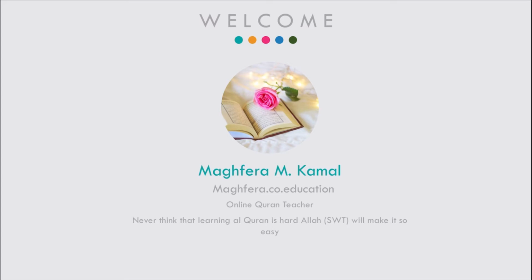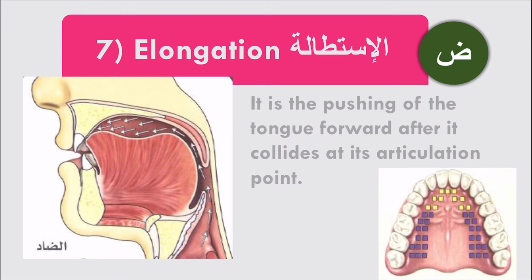And today inshallah we are going to start a new characteristic from the characteristics that have no opposite, which is the elongation characteristic that characterizes the letter Dad, one of the hardest letters that we have in the Arabic language. Let's dive deep into it. Al-istitalah, it is a characteristic that is only characterized for the letter Dad, and it is the sliding of the tip of the tongue over the roof of the mouth.